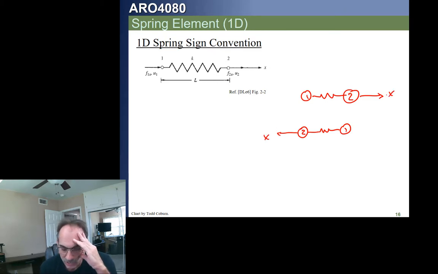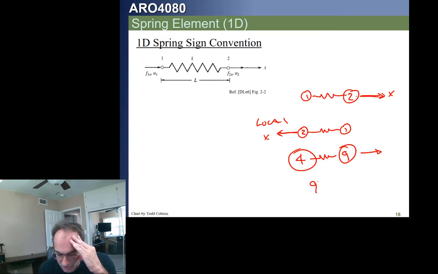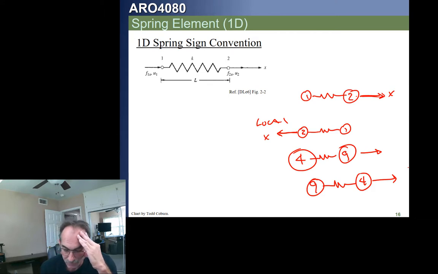So with springs, we're saying, okay, what is the first node in the call out and what is the second node? Now, if we call out the spring going from 1 to 2, then this is our coordinate system. If we call out our spring going from 2 to 1, then this is our coordinate system. Do you see that? This is a local coordinate system. If we have a spring going from 4 to 9, then this is our coordinate system. If we call it out going from 9 to 4, then this is our coordinate system. Do you see that? Okay.